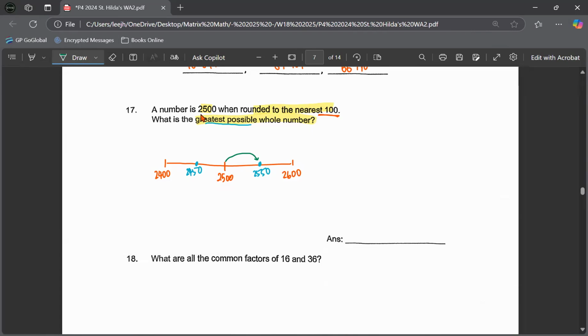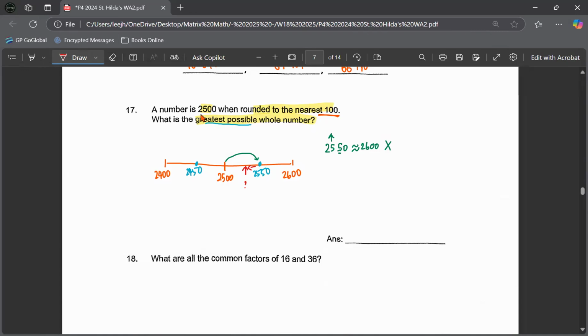But if you look at this, if you round this 2550 to the nearest 100, it will not go back to 2500, because you see, 2550, round to the nearest 100, we look at the tens. This is 5, which means I can round this up. So it will become 2600. Cannot. What is the greatest possible whole number that is smaller than 2550? So we need to minus 1. It's just one notch down.